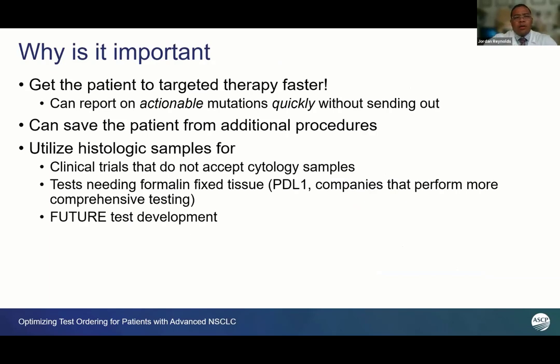Why is this so important? Well, we really want to get the patient to targeted therapy faster. That way we can report on actionable mutations quickly without having to send out. It may also save the patient from additional procedures, and we can utilize these histologic samples for clinical trials that do not accept cytology samples, or tests that need formalin fixed tissue, for example, PD-L1, or these companies that perform larger panels, or if we need tissue for future test development.